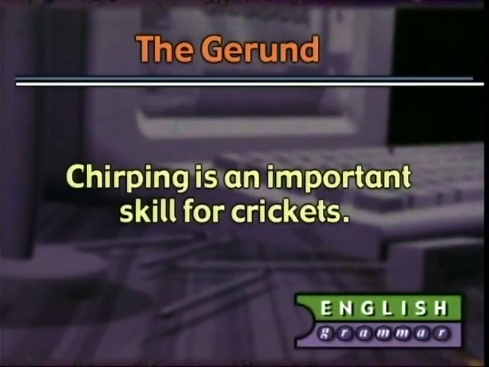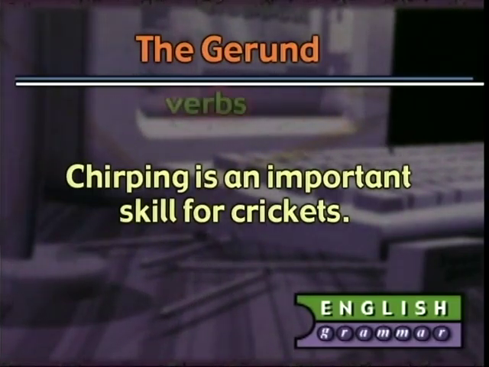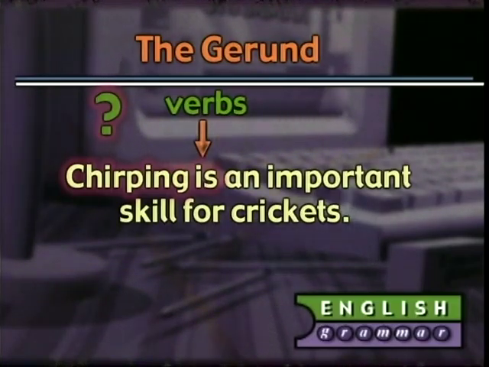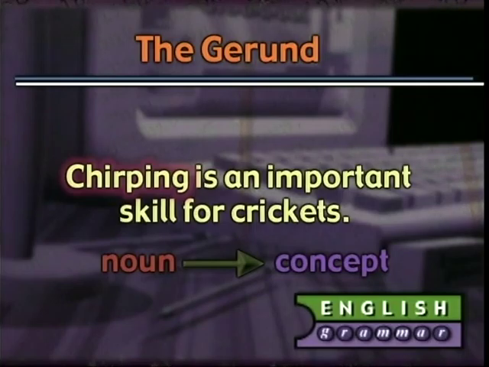Now, take a look at this sentence. Chirping is an important skill for crickets. Now, let's figure out which words in the sentence are verbs. Well, we know is a verb, and chirping looks like a verb too. But if you look at the role it's playing in the sentence, it's actually functioning more like a noun, like it's the concept of chirping, not the action of chirping.